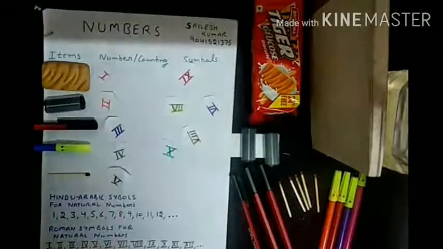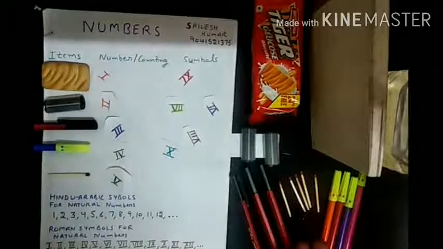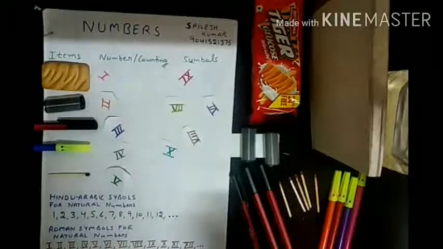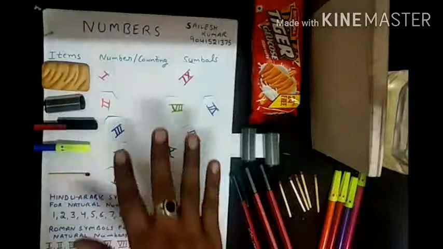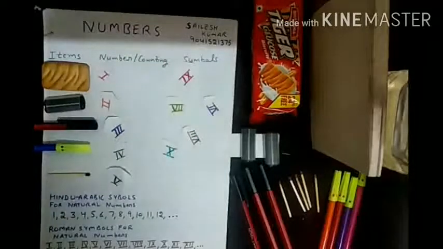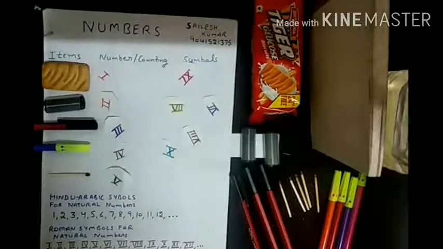Now here, just like the previous activity, we have selected the symbols for the items that are shown in the group on my right hand side. Okay, now these symbols belong to the Roman family. It means we can say these are the Roman symbols for the natural numbers.